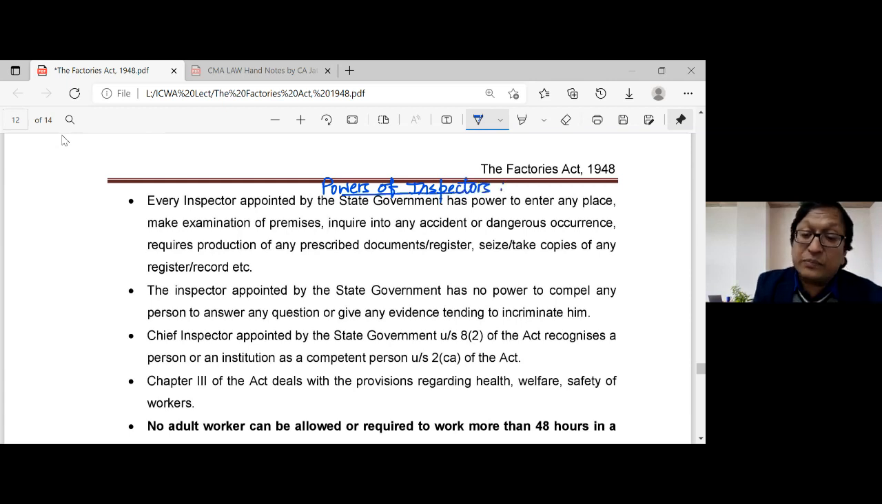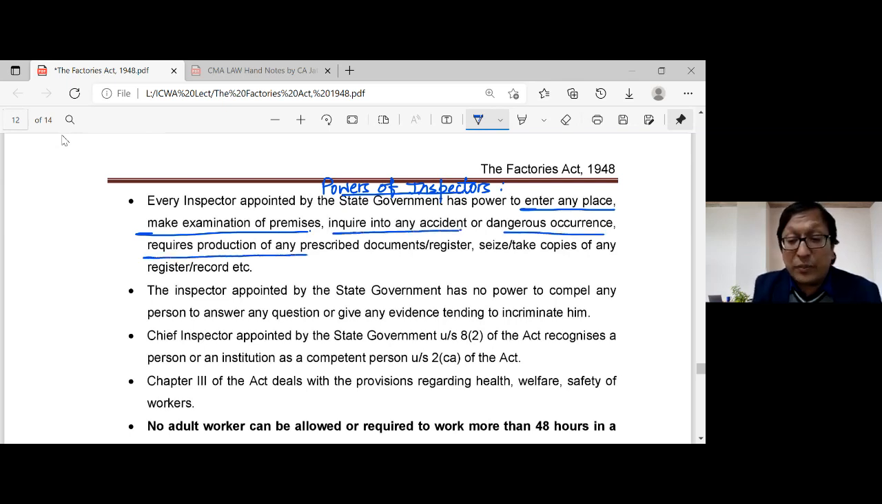What are its powers? Every inspector appointed by the state government has power to enter any place, make examination of the premises, inquire into accident, dangerous occurrence, and require production of the prescribed document, register. He can check whether the prescribed registers are being maintained, updated. He can seize some document, copies of any record, register, like say an accident has taken place in a factory.